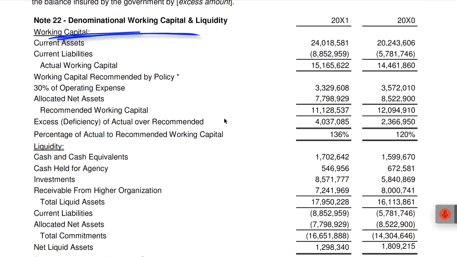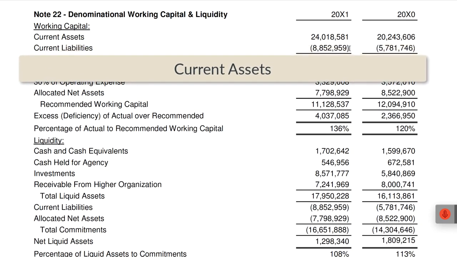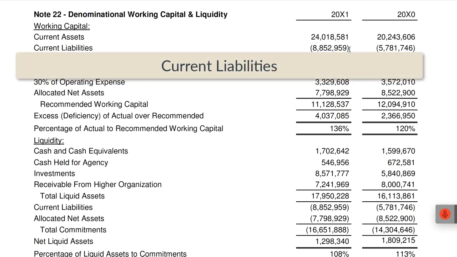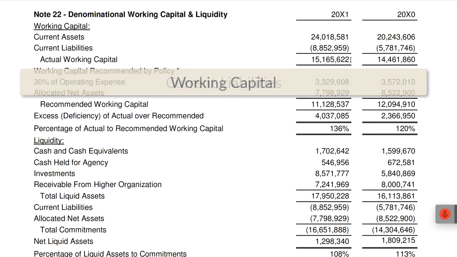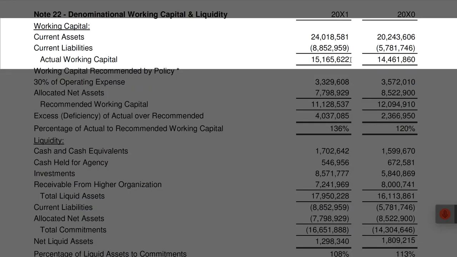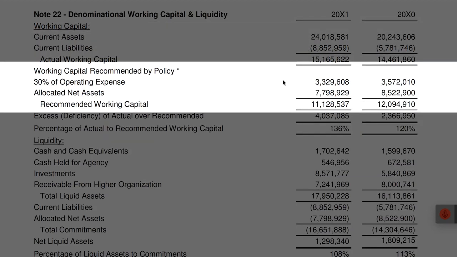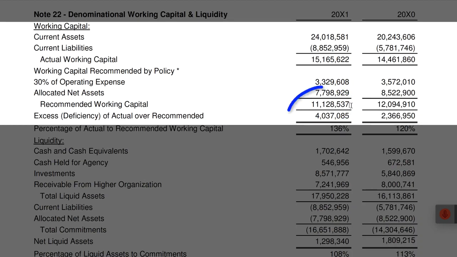So let's go through it. The 24 million, 018,581 minus the 8,852,959 current liabilities gives us a working capital of 15,165,622. This is after paying your liabilities, what you have for emergencies, current operations, planning and initiatives. Do you have enough? You're supposed to have 30% of your operating expense and all of your allocated, and this is your recommended working capital of 11 million. And so you have 4 million extra.